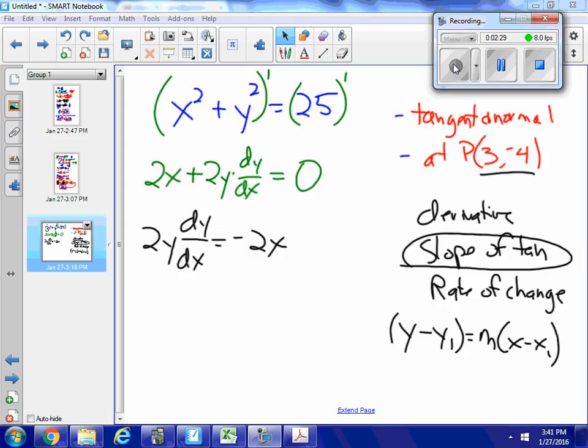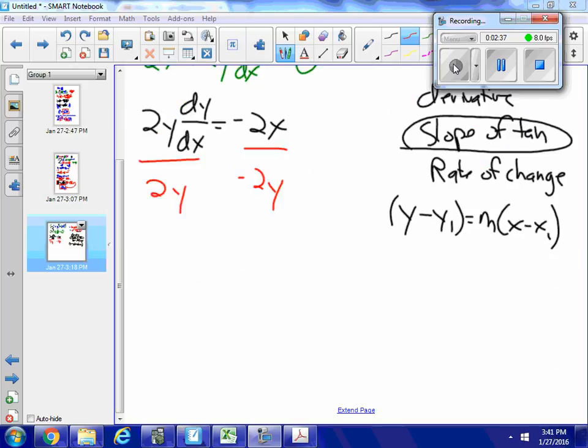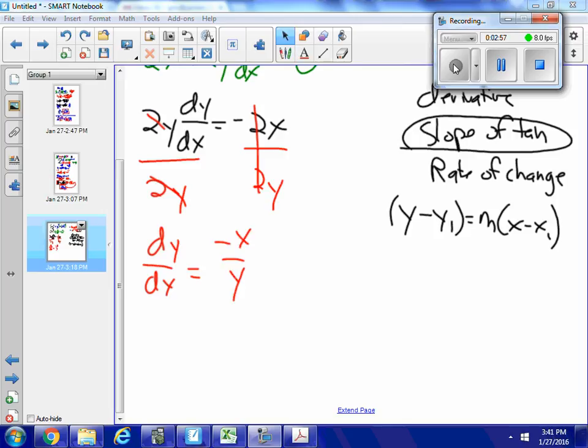And now I'm going to do the clever thing of dividing both sides by 2y. So that cancels out, and I find out that dy/dx is equal to negative x divided by y. I didn't divide it by negative 2y; I just divided it by 2y. So this is the slope of my tangent line at any particular point.